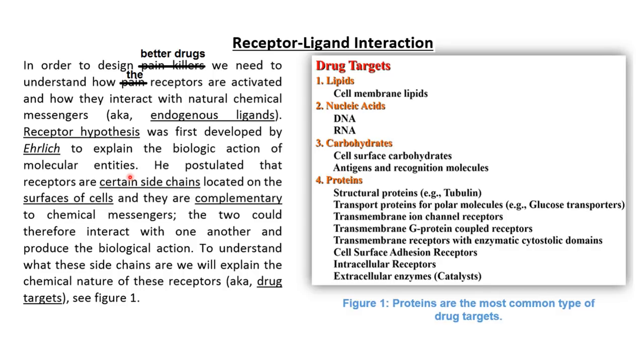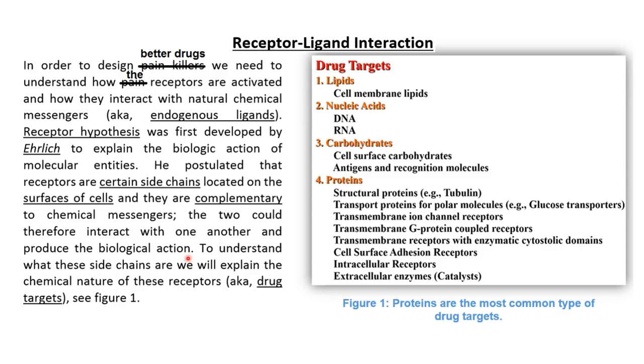He postulated that receptors are certain side chains located on the surface of the cells, and these side chains are complementary to the chemical messengers or the endogenous ligands. Since the side chains and the chemical messengers are complementary, they could therefore interact with one another and produce the biological action.